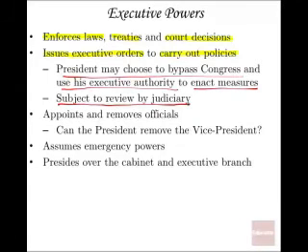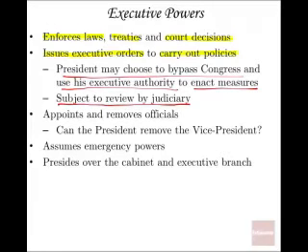Probably a situation where Congress is not too happy when the president frequently uses executive orders, but it's within a president's constitutional right to use executive orders. Now, specifically, it's not there, but because the power of enforcing laws is in there, it's implied. One of the implied powers of the presidency is to issue executive orders.